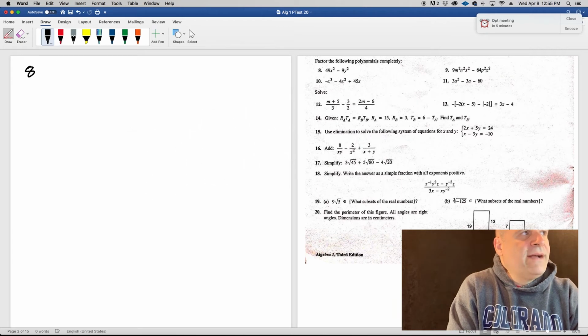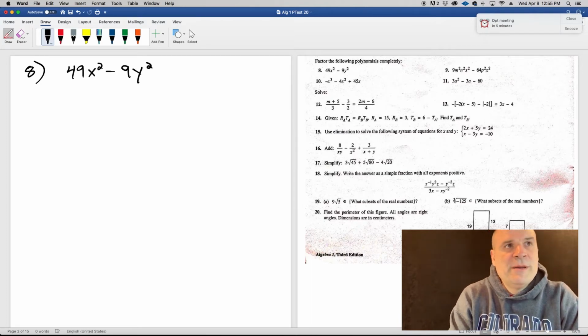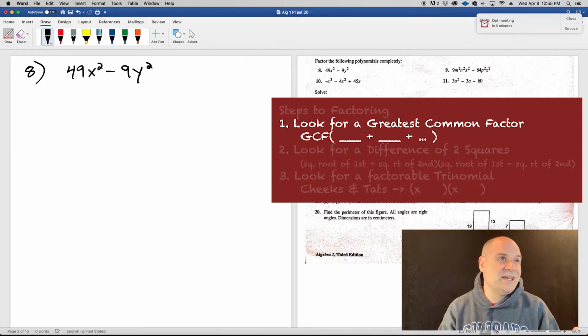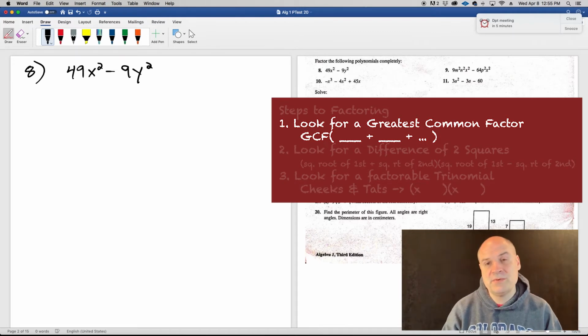Okay, number 8. Finally, we get to factor some stuff. All right, here's what 8 says. 49x squared minus 9y squared. Okay. Remember the steps to factoring. First, see if there's anything you can take out of both of these. You can't take anything out of 49 and 9. You can't take anything out of x squared and y squared.